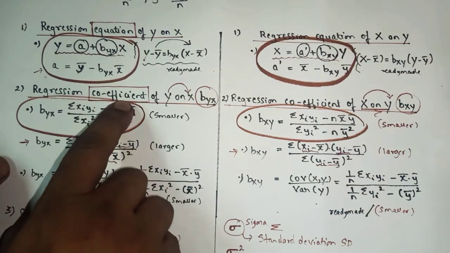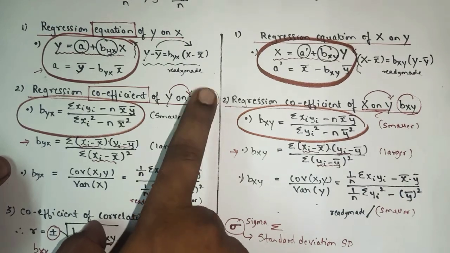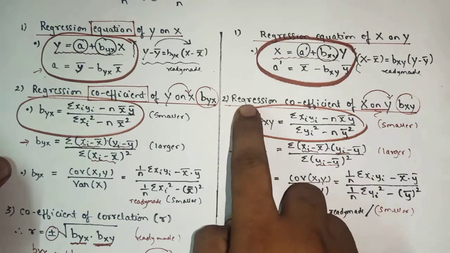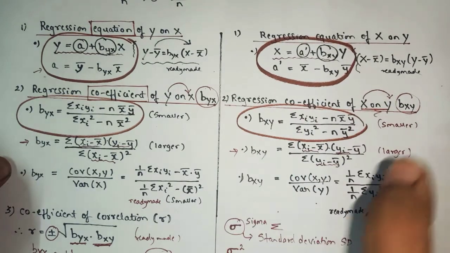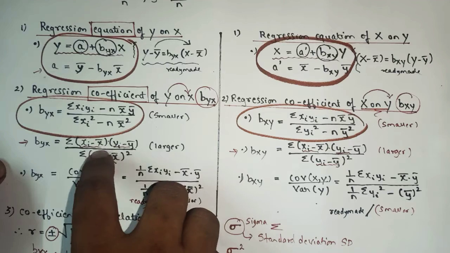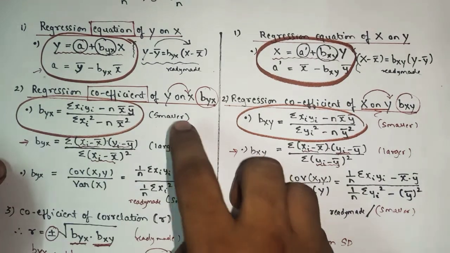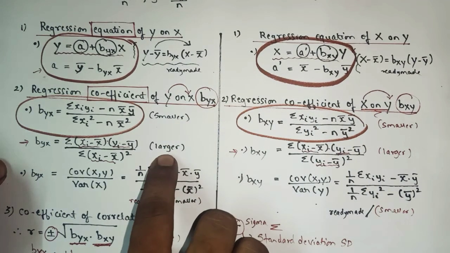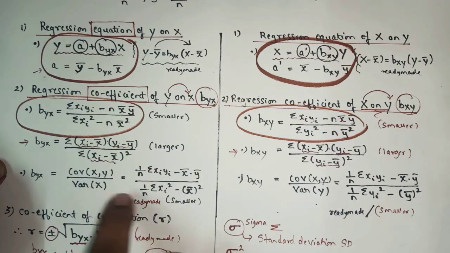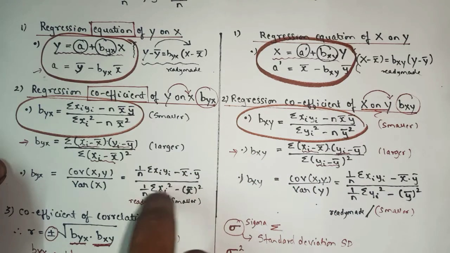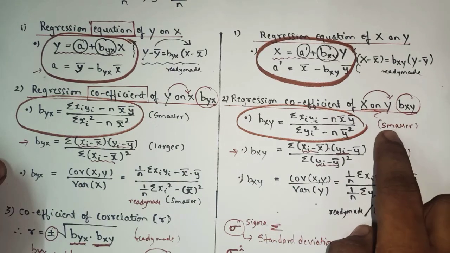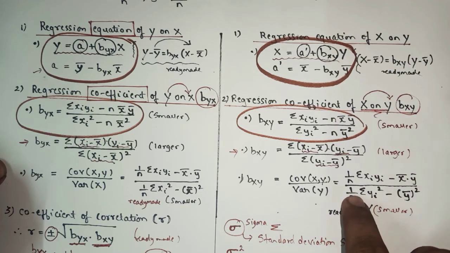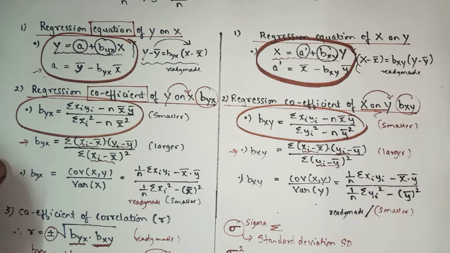Here the regression coefficient of y on x means byx. This byx stands for the regression coefficient of y on x, bxy stands for the regression coefficient of x on y. Here we have three formulas to find byx. As I told, the first one you apply when the values are smaller, the second for the larger values, and the third when you have the ready-made values. Same here also. The first one for the smaller, second one for the larger, and the third one when you have the ready-made values.